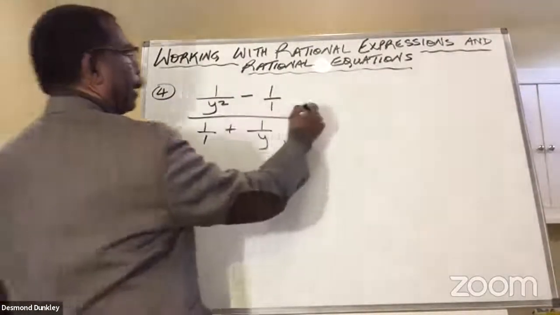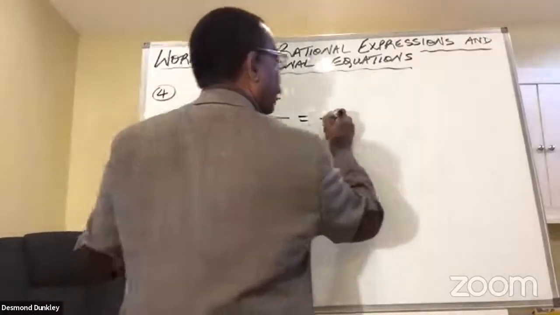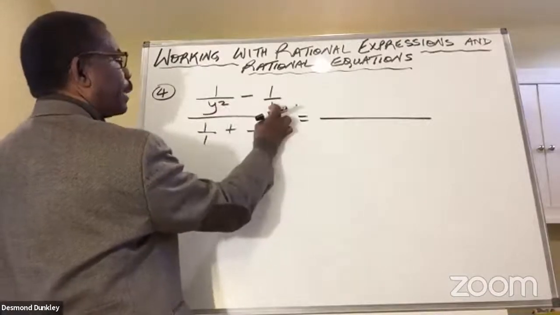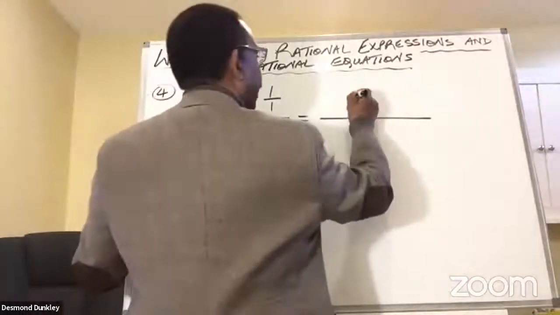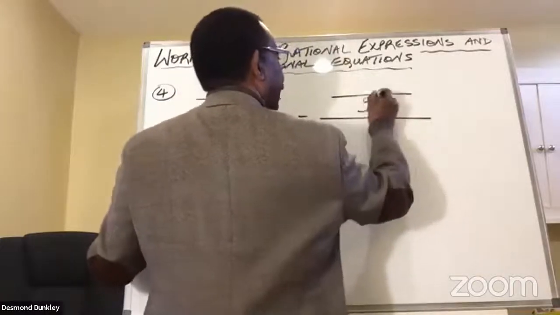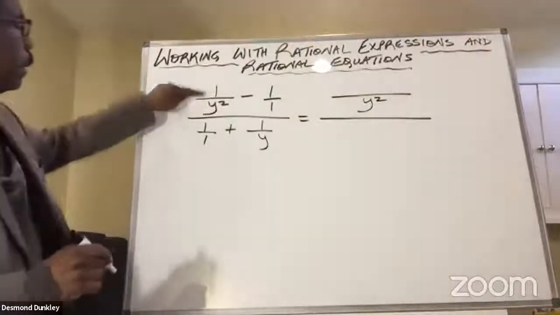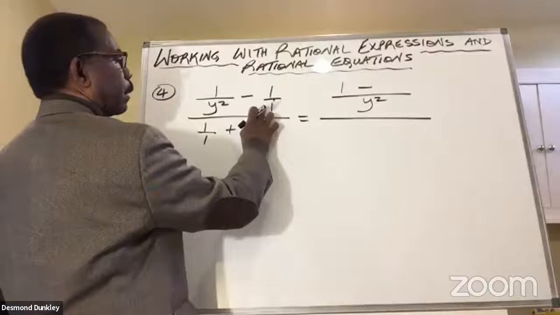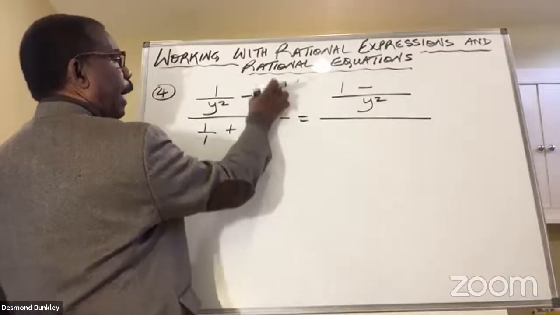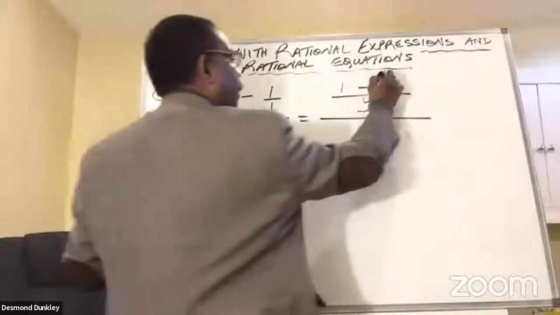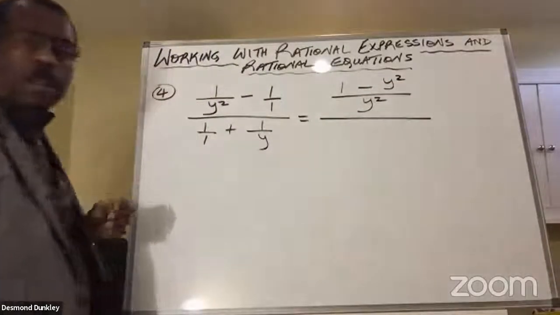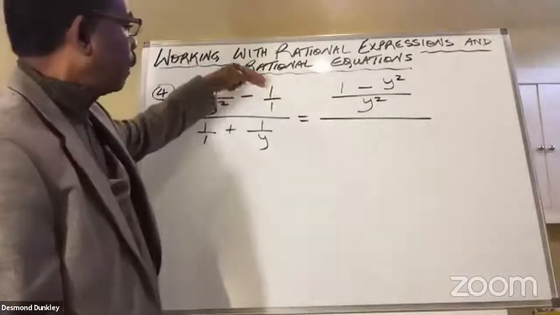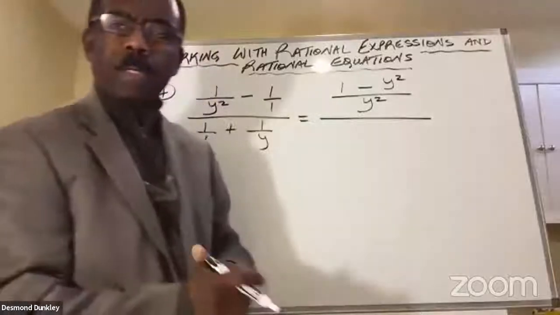What does the top become? Well, this is equal to, that's our vinculum, and now we're working with this. Our common denominator is 1 times y squared, so our common denominator is y squared. This was already 1, nothing changes. This, if I change the bottom to y squared, I have to change the top to y squared also. Look what happened: I multiplied the bottom by y squared, I got y squared. So I have to multiply the top by y squared, there's y squared.